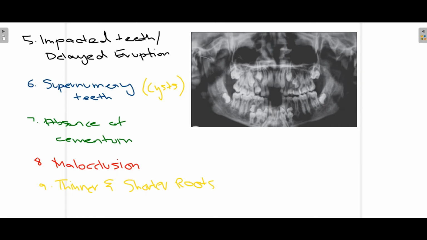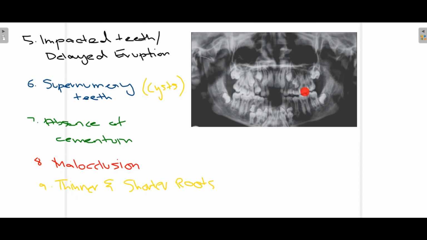Seventh is absence of cementum. You cannot appreciate this clearly in a radiograph, but histologically there will be absence of cementum in patients suffering from cleidocranial dysplasia. And obviously, because of so many impacted teeth, supernumerary teeth, and retained deciduous teeth, this will all lead to malocclusion. You can see in this picture, you cannot discern for sure how the occlusion will be when all teeth erupt and when the teeth are already present.